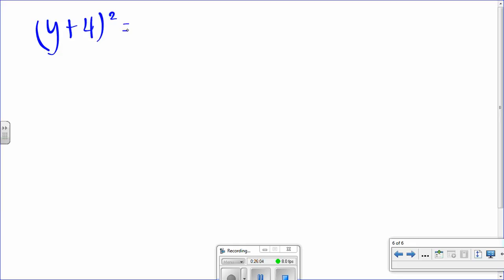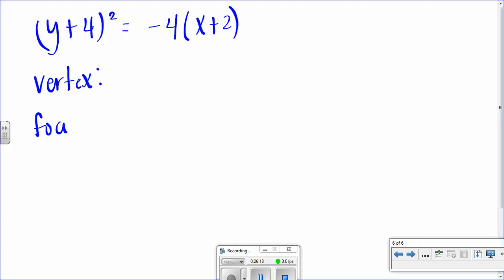Is it left to right? Alright, left to right. How do you know it's left to right? Y is being squared, so it's left to right. You think it's going to open left or open right? It's going to open left. How do you know? It's negative. I was looking at the positive, so you flipped it. It is going to open left because it's negative.